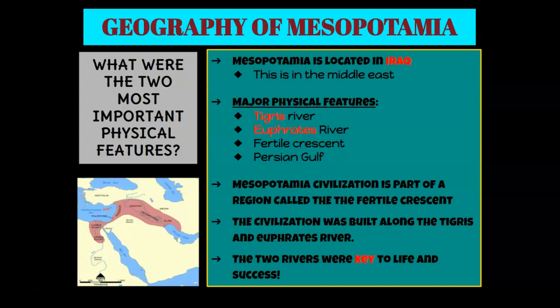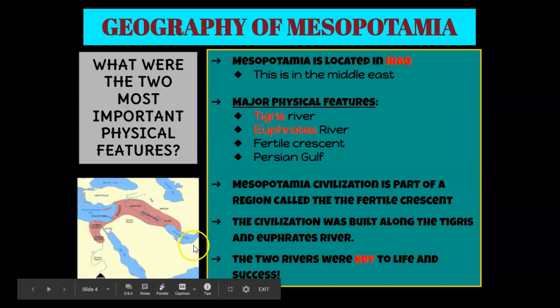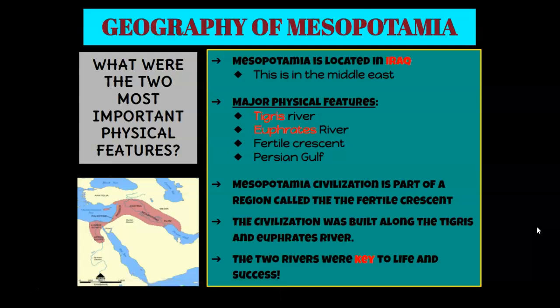We also hear the term Fertile Crescent, which is the area in between. So we would have to make the assumption that the land in between the two rivers is fertile. And then also the Persian Gulf, which is a body of water down here at the bottom of Mesopotamia. So again, Mesopotamia civilization is part of a region called the Fertile Crescent, and the civilization was built along the Tigris and Euphrates rivers. And these two rivers were the key to life and success. So I think it's pretty obvious what the answer is for what were the two most important physical features.